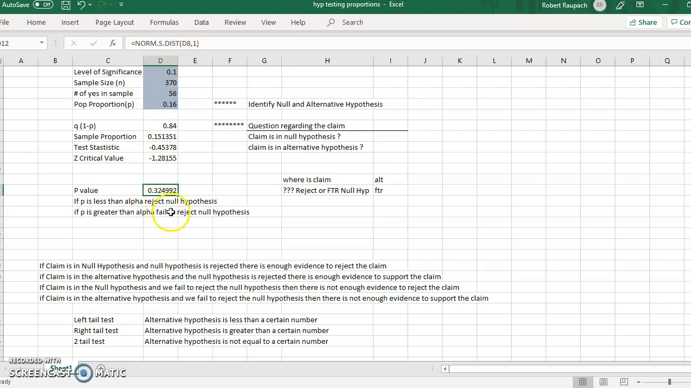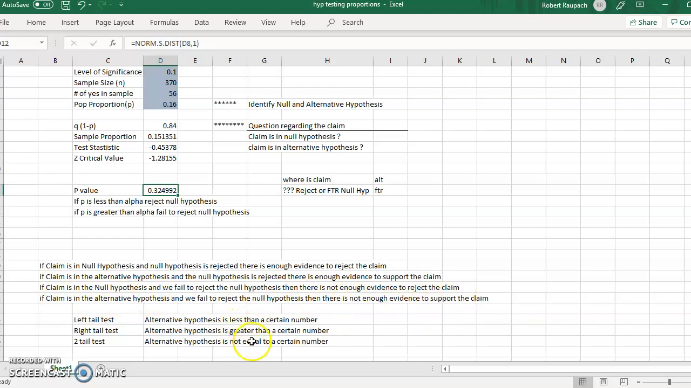Then if the p is less than the alpha, we reject the null. If p is greater than the alpha, we fail to reject. Again, they never ask this question in problems, but it's important to know where the claim is. The claim is the alternative hypothesis. I'm claiming that it's less than 0.16. That's what I'm trying to find out. And since the p-value is greater than alpha, we fail to reject the null hypothesis. So down here in my four possibilities, if the claim is the alternative and we fail to reject, then there is not sufficient evidence to support the claim.